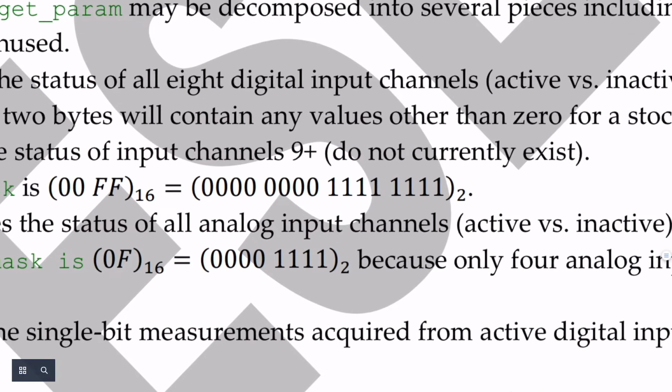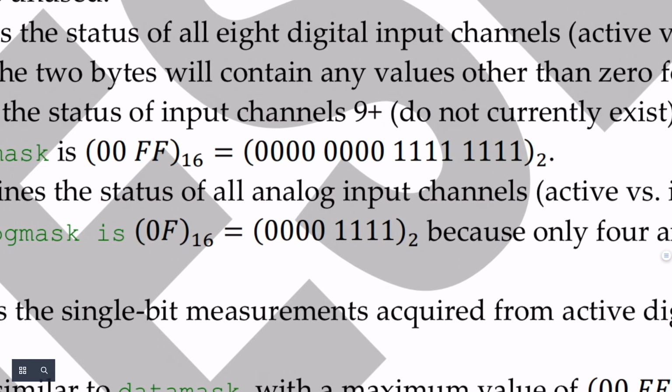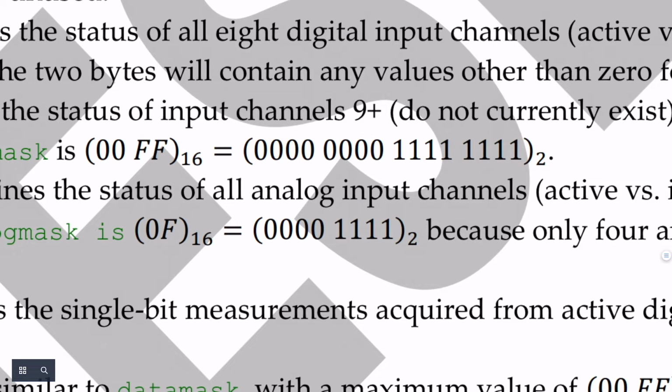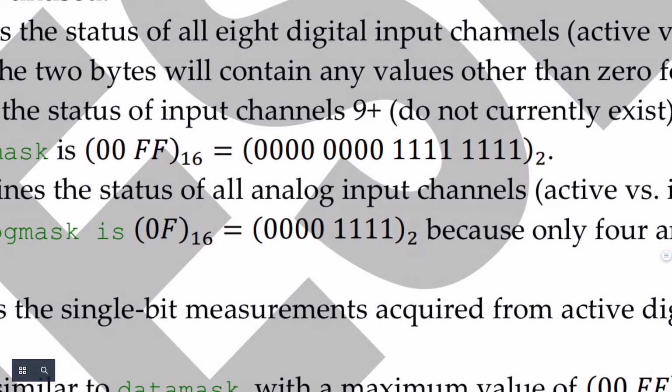So you can see if you look at the difference here, you'll see that the first 4 channels, 0, 1, 2, 3, are configured to acquire analog inputs, and the last 4, or the second 4, are configured to acquire digital inputs.